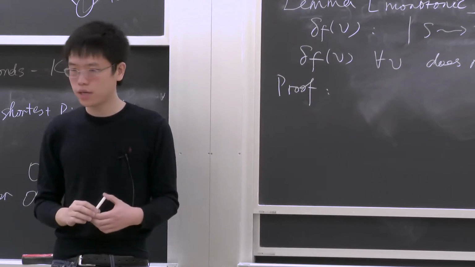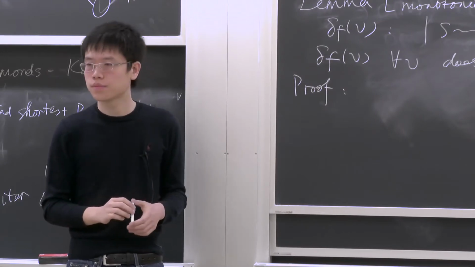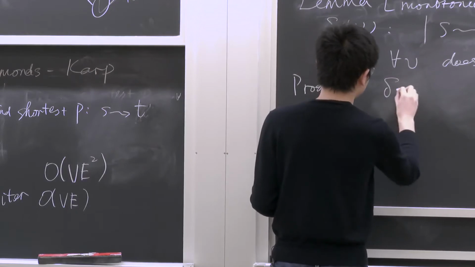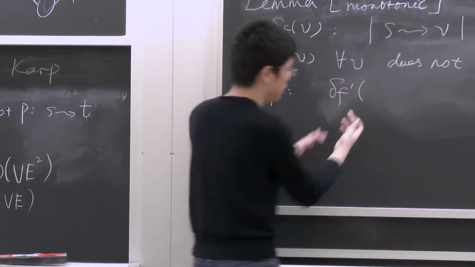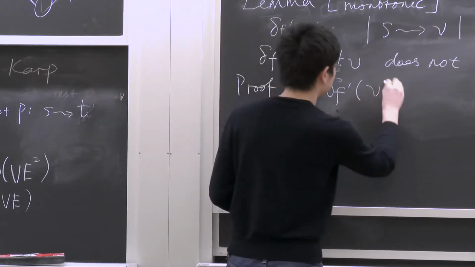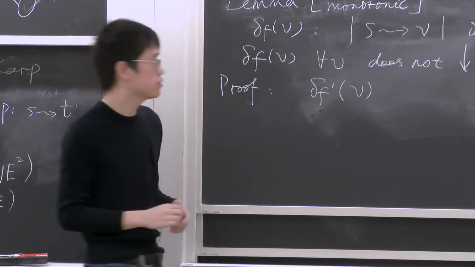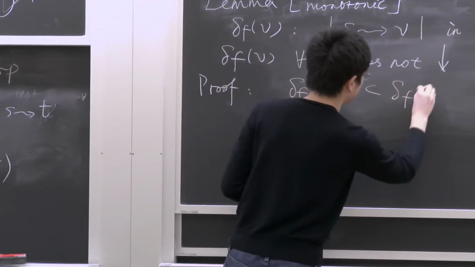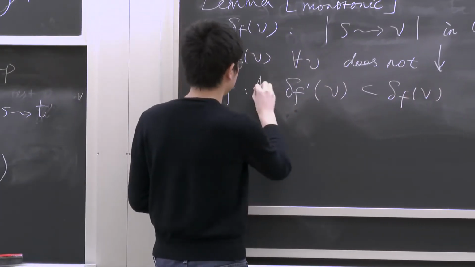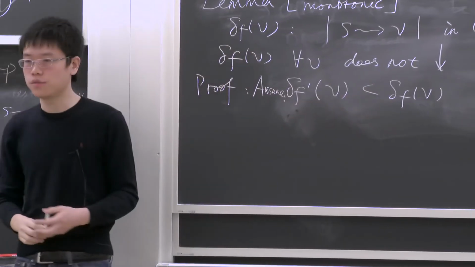So we'll prove by contradiction. Assume this is not the case. That means there is some V that in F prime, which is the new residue graph, its shortest path from the source in the new residue graph is less than the old one. Right? We're going to derive a contradiction to that.